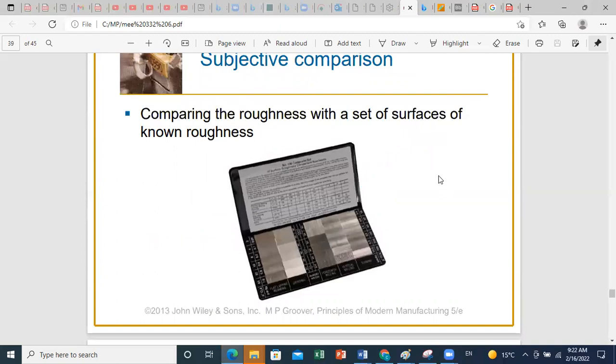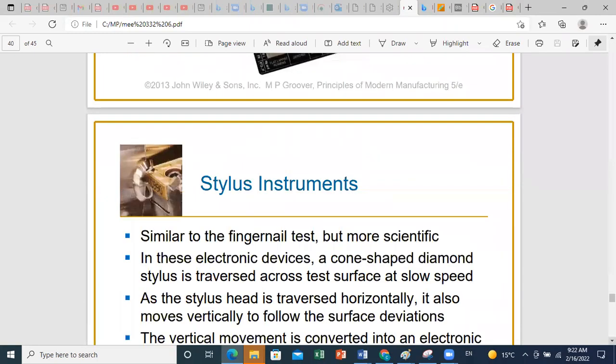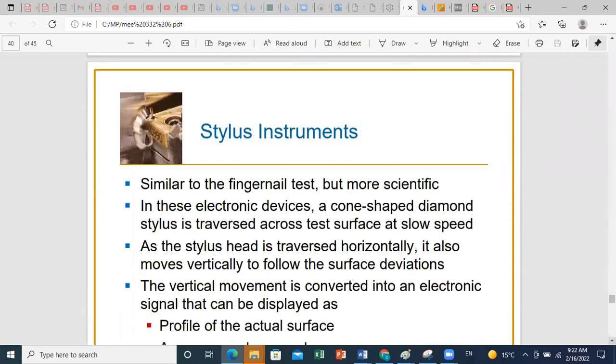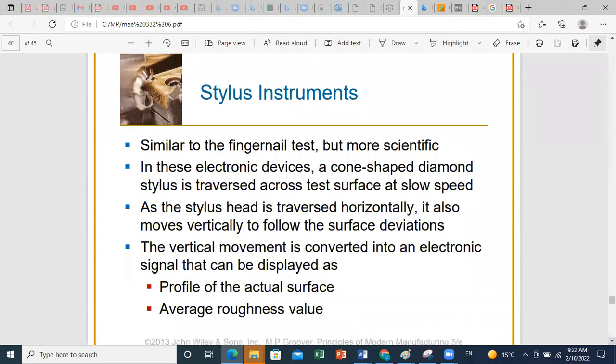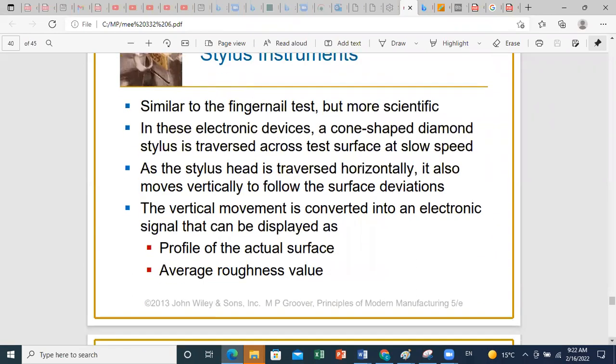So as we said, for the first method, you have a set of surfaces already tested, and you try to compare roughness by a fingernail test. This might be, as we said, critical for small roughness. This is why we develop other techniques that are more accurate. The stylus instrument is similar in concept to the fingernail test, but it's not done by humans. It's an electronic device that will transform the motion of a stylus to a function showing the variation of roughness. We'll see how.